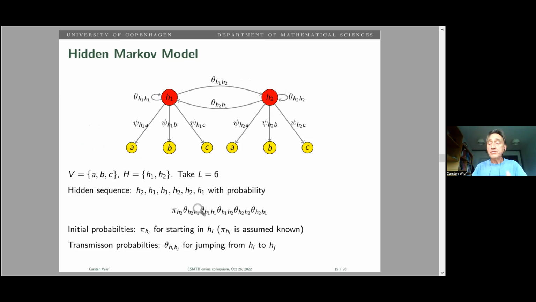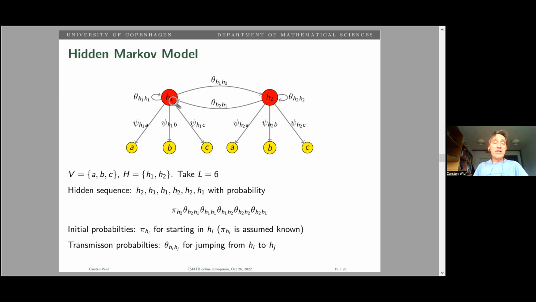Here there's a little cartoon of a hidden Markov model with two hidden states, the two red ones, H1 and H2, and three visible states, A, B, and C, the yellow states. So the hidden state sequence would be generated according to a Markov model, for example, one of length 6, starting in H2, then one would jump to H1, H2, H1, H1, and so on. And one would jump with these probabilities that are given next to the arrows here. So whenever you are in state H1, you can either stay in H1 with some probability, or you can jump to the other state, H2, with some other probability. And the same goes for H2.